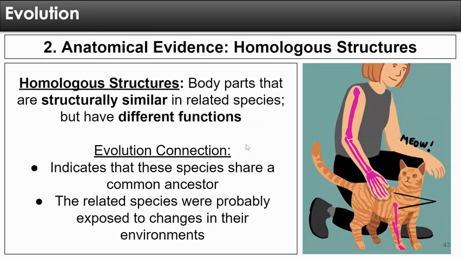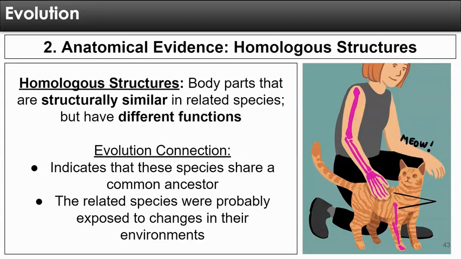We have a lot of anatomical evidence that evolution has taken place if we look at things called homologous structures. Here you're writing down the words structurally similar. It's bolded for you on the slide. And then you're also writing different functions. So homologous structures are body parts that are structurally similar. So we're looking at the bones. The bones are very similar in this image, from the human arm to the cat arm, showing related species, but they have different functions.